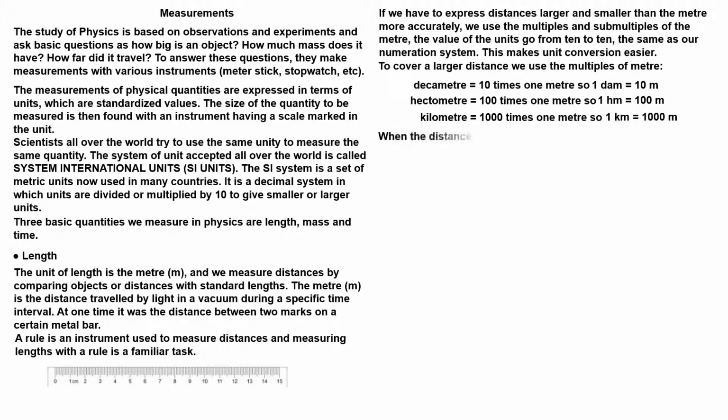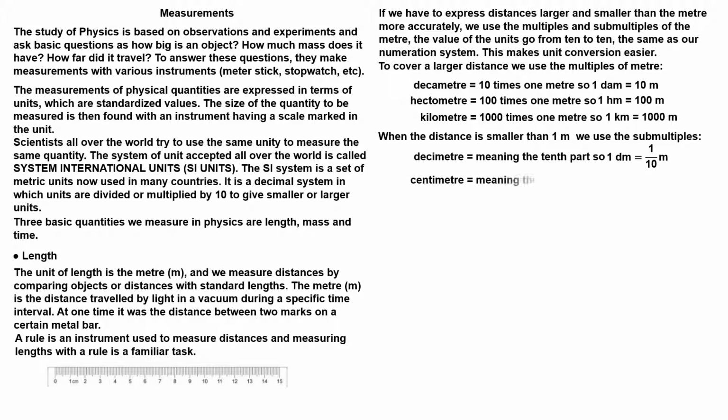When the distance is smaller than 1 meter, we use the submultiples. Decimeter, meaning the 10th part. So 1 decimeter is 1 over 10 meters. Centimeter, meaning the 100th part. So 1 centimeter is 1 over 100th meter.